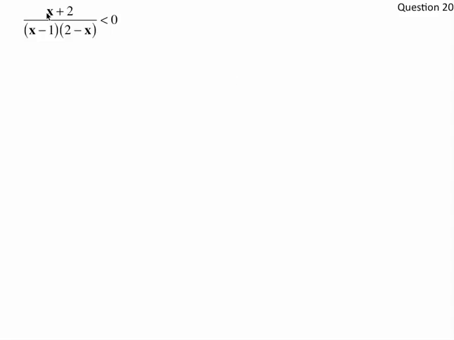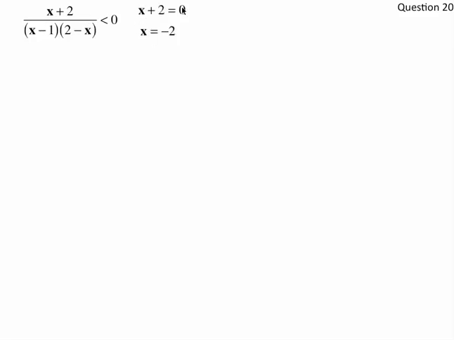Question number 20. Here we have (x + 2) divided by (x - 1)(2 - x) is less than 0. So here's our whole rational expression. We want to find out when the rational expression is less than 0. So what we do is we take the three different factors and we equate them each to 0.